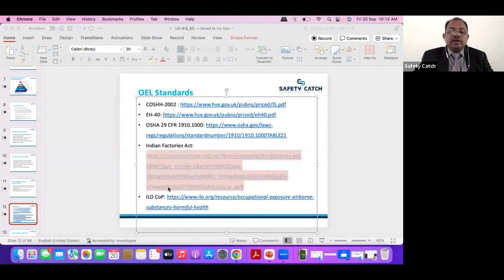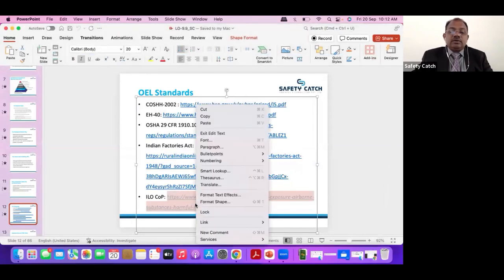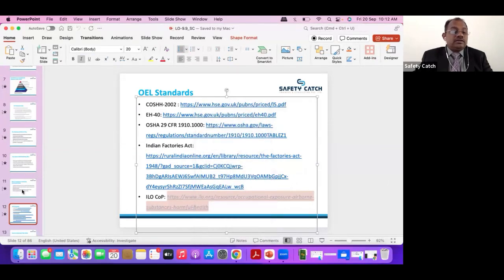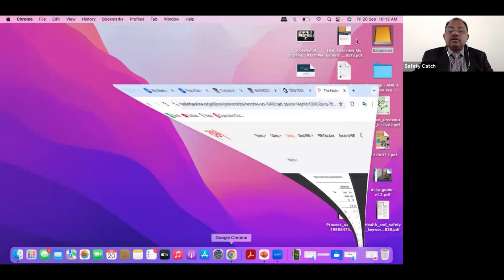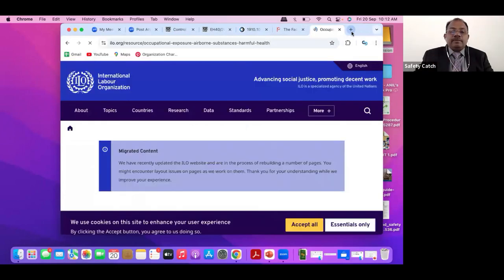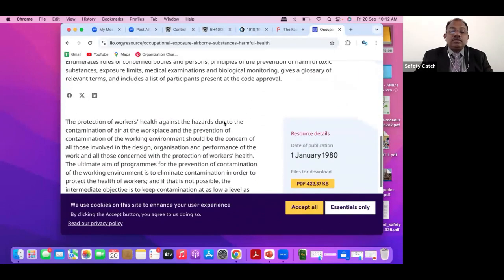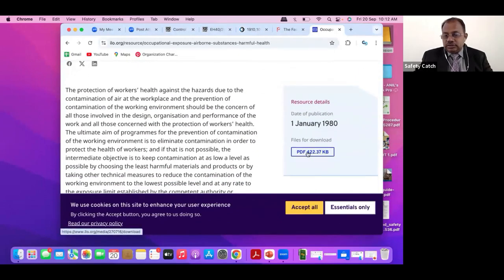And then finally we have the ILO code of practice for occupational exposure standards. ILO resource is there. The content is internationally migrated: occupational exposure to airborne substances harmful to health. It is a PDF document, you can download this PDF. So you can see it comes like a booklet.